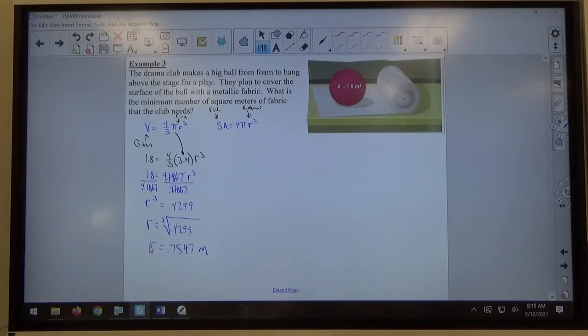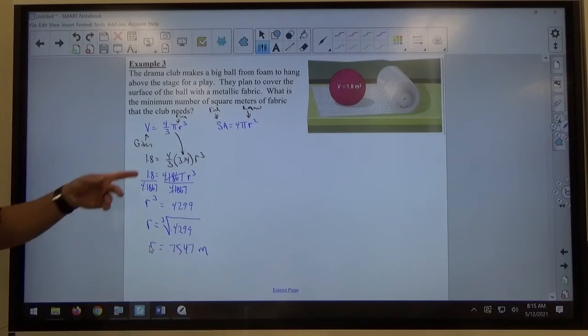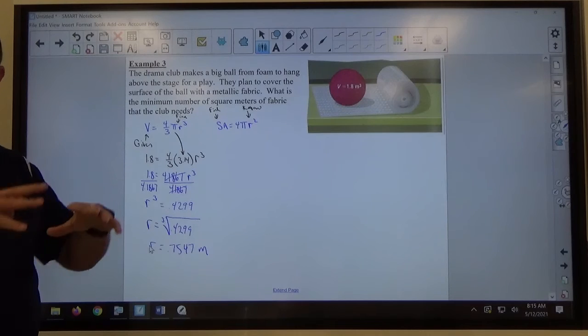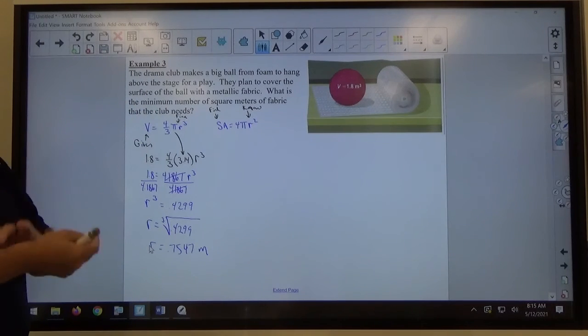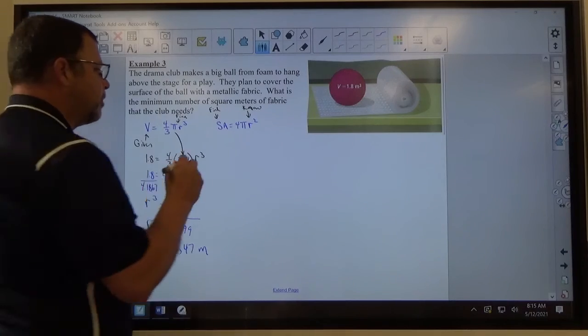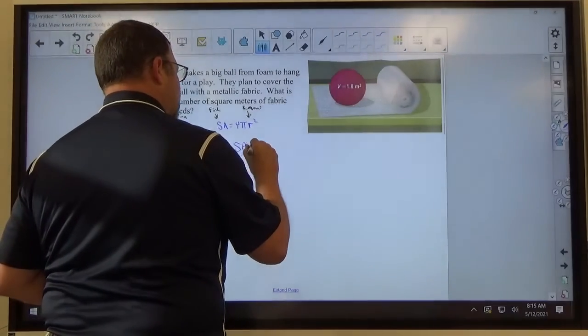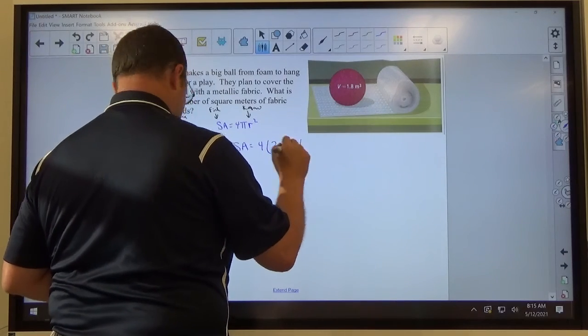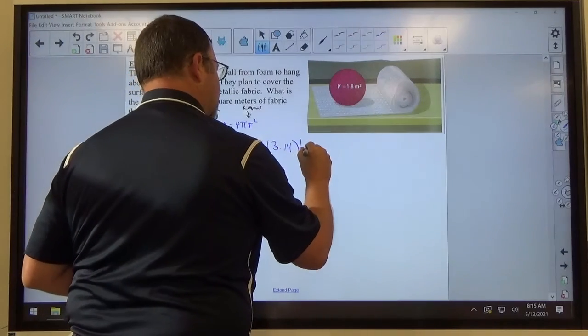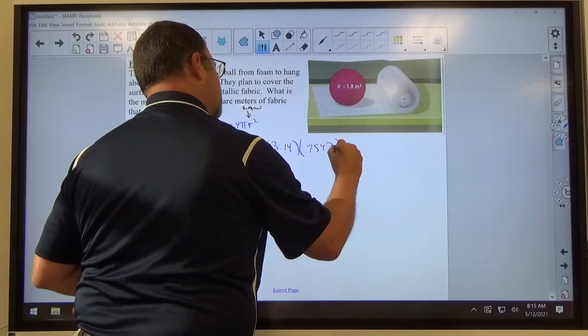Okay, now that I know the radius, it asks what's the minimum number of square meters of fabric the club needs. Well, we simply have to find the surface area of the sphere. That's what the metallic fabric is going to wrap around the outside of the sphere, so that's the surface area we're going to need. Surface area is going to equal 4 pi, and again I'm going to replace pi with 3.14, times the radius squared, that'd be 0.7547 squared.